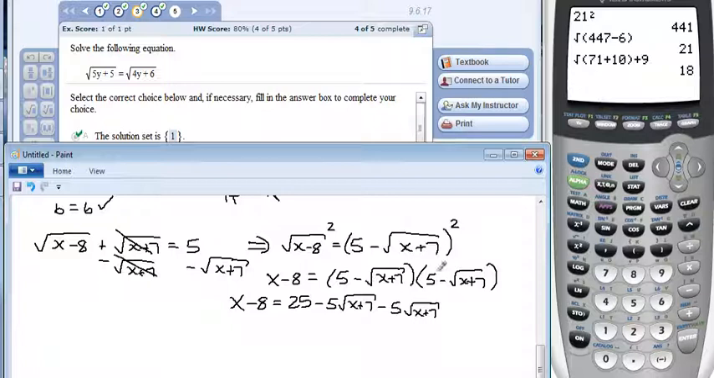My last term, it's a negative times a negative, so I'm going to have a positive. And I'm going to have 2 of these. All right? So I'm going to have x plus 7s, and that's going to be squared.